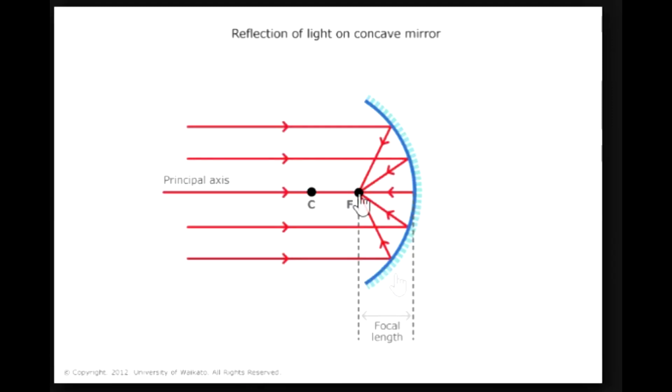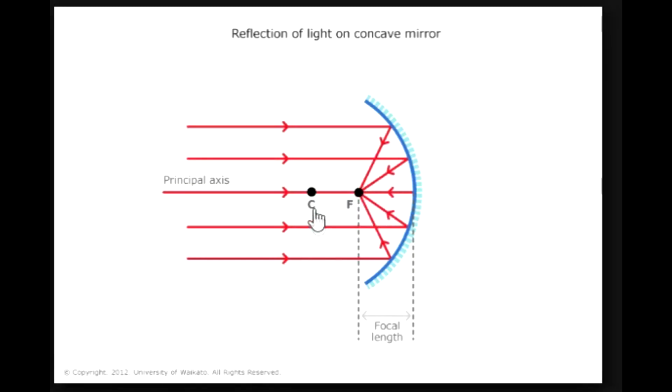The other thing is we've got this thing called F. F is the focal point. So whenever a light ray is going parallel to the optical axis, it will bounce off the mirror and it will converge onto the point labeled F. So that's the focal point.